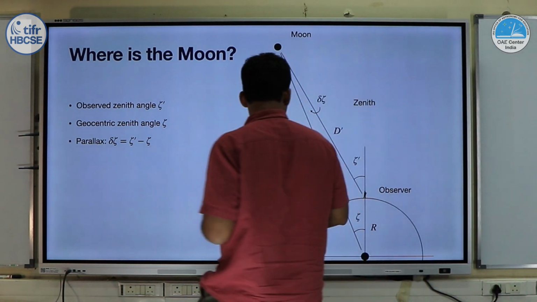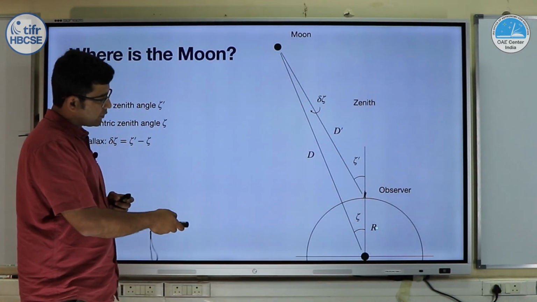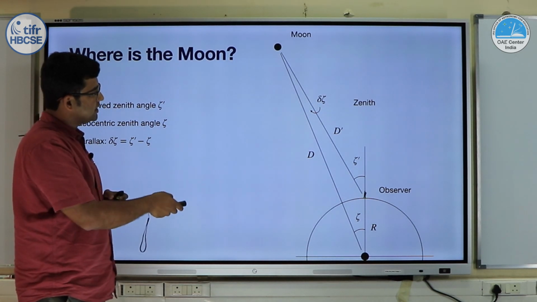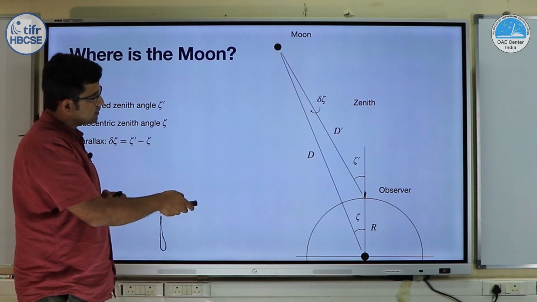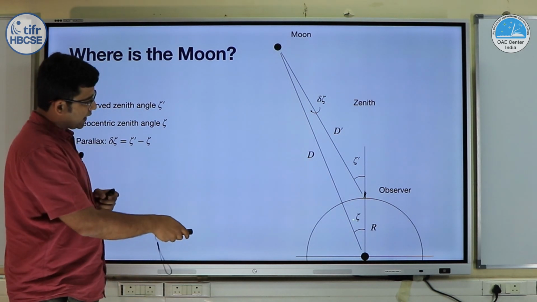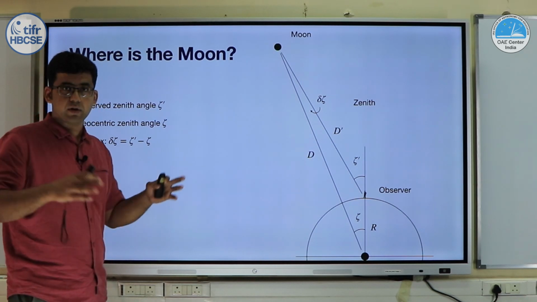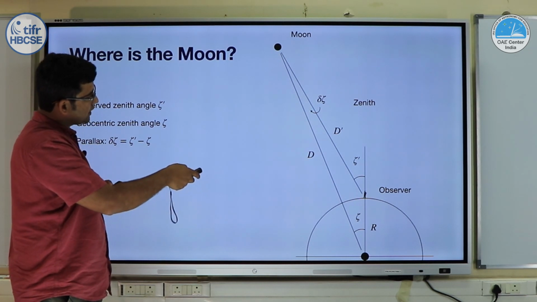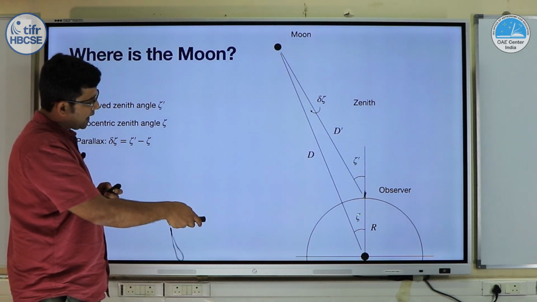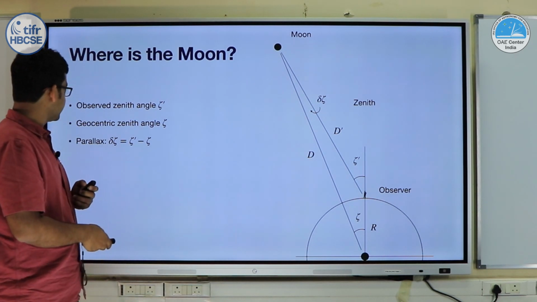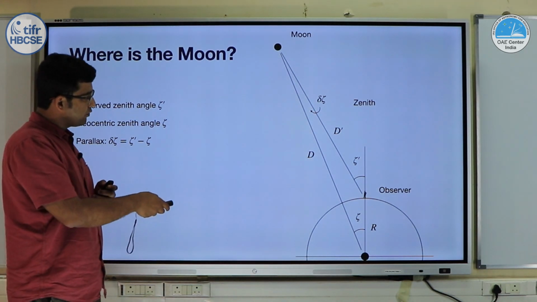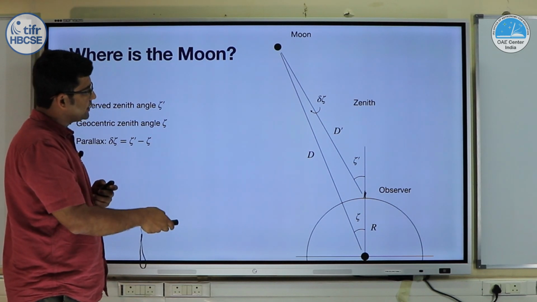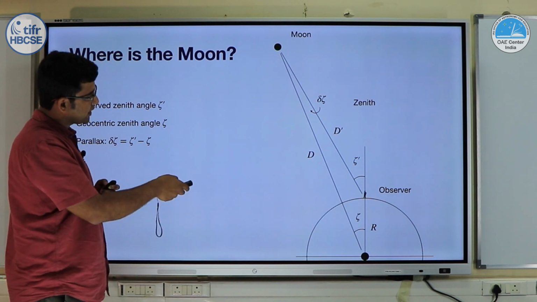Let us say you have this kind of a setup where you have an observer on the surface of the Earth with a radius r, and this is the direction of the zenith. The moon is observed to be at a zenith angle of zeta prime, and the actual zenith angle of the moon, which is calculated from the ephemeris and so on, is zeta. Now, what we want to calculate is the difference between zeta prime and zeta, which we denote as delta zeta, which is the parallax. Now, we are going to denote the distance between the moon and the center of the Earth as capital D, and the distance between the moon and the observer as d prime.